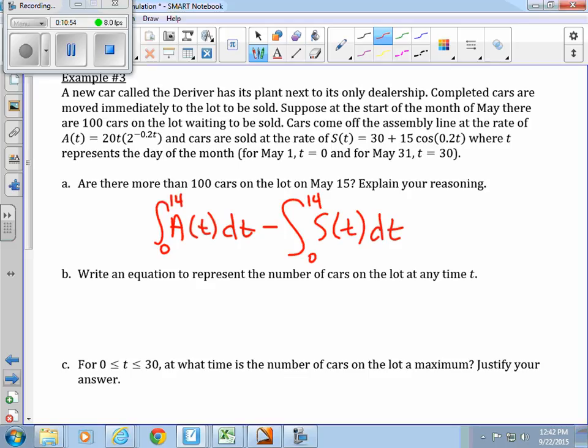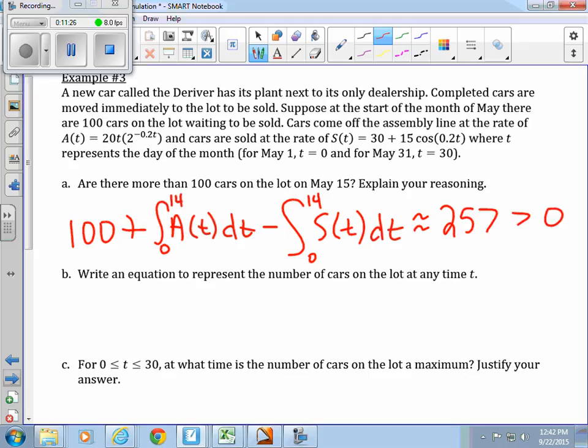So there are a couple of ways you could word this. You could find this integral. If it's greater than 0, then there's more than 100. If it's less than 0, it's less than 100. Or in your work, you could put a 100 plus, and then find that value. And what is that value? It's 257.